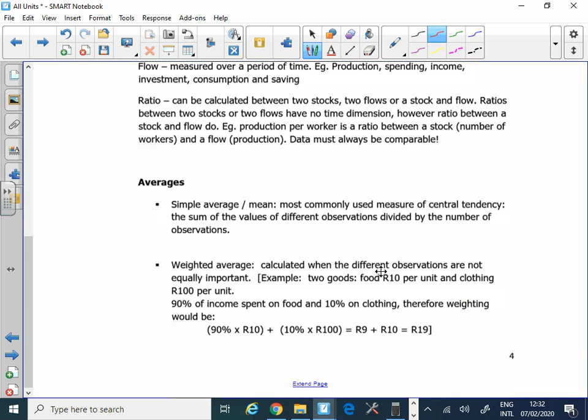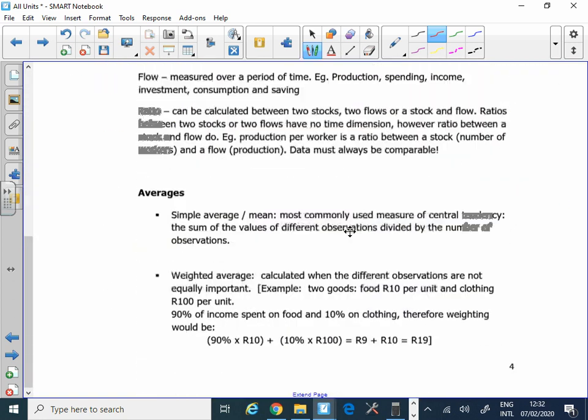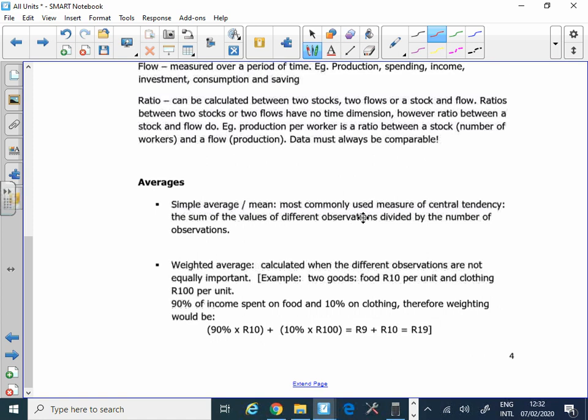We have averages. You are going to use the averages, especially for your assignments, and you do get it in the multiple choice part of your exam. The simple average or the mean is the most commonly used measure of central tendency. You just take everything and divide by the number of observations, like we did with our example with the guy with 150 and 7,000 and 10,000. We added everything together and divided by the total number of observations.